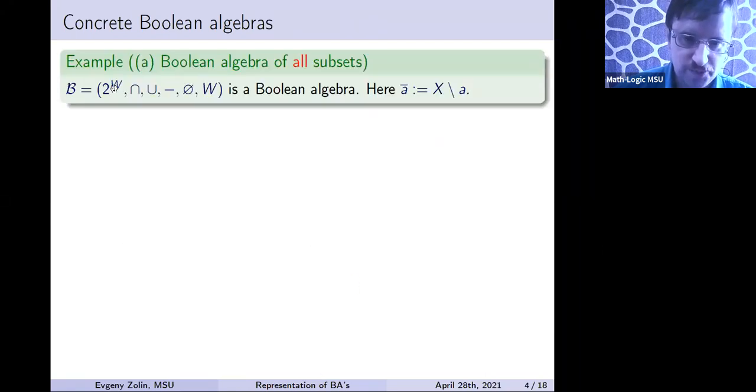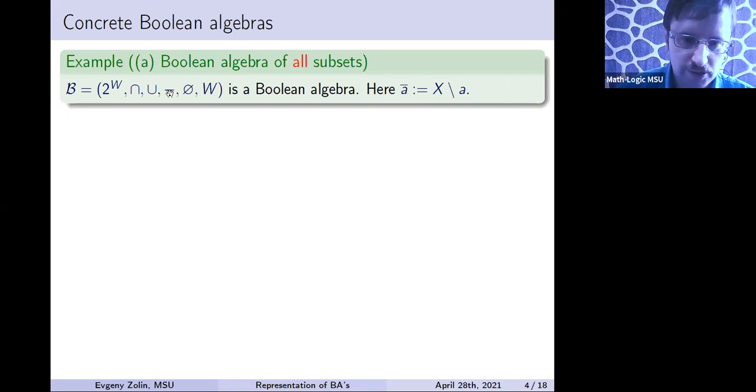So in general, if we have some set W, empty or non-empty, it doesn't matter, we can take all subsets with intersection, union, complement, and this will be a Boolean algebra. So the complement of some subset A of W is W minus A. The complement means the usual set theoretic complement. So these are special examples of Boolean algebras.